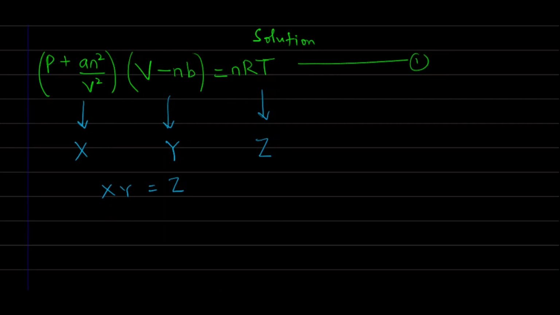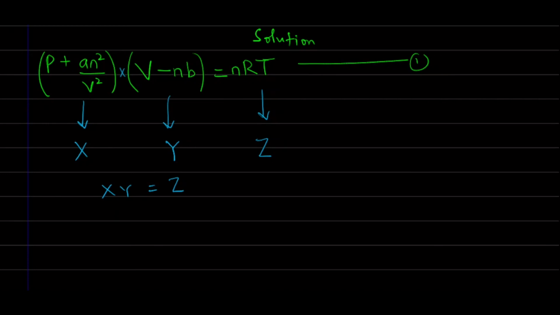Z. That simply means the dimension of P plus aN squared over V squared, if I multiply it with the dimension of V minus Nb, is going to give us nRT. We are still applying the principle of dimensional homogeneity. The dimension of P plus aN squared over V squared, like I've said, when we multiply with V minus Nb, must give us the nRT dimension. That is what the principle of dimensional homogeneity is trying to say.